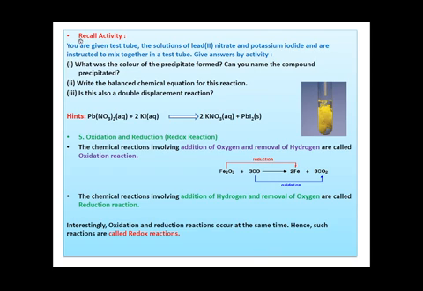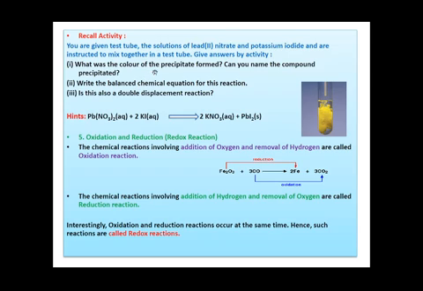So let us go for a recall activity. What is happening here? You are given a test tube and a solution of lead nitrate, and potassium iodide is also there, and you are instructed to mix both of them together in a test tube. So let us try to answer this activity.